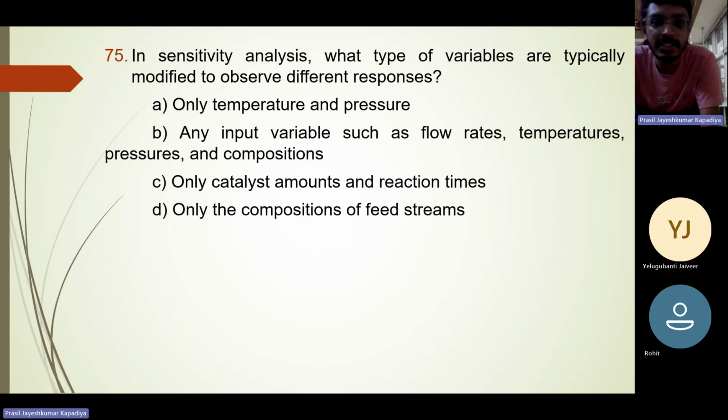In sensitivity analysis, what type of variables are typically modified to observe different responses? Do we play with only temperature and pressure? We can play with any input variables such as flow rate, temperature, pressure, composition, catalyst amount, reaction time. Even all of these. The options that say only temperature and pressure, only catalyst amount, or only composition of the feed stream are each partly correct, but because they say only, they are wrong.